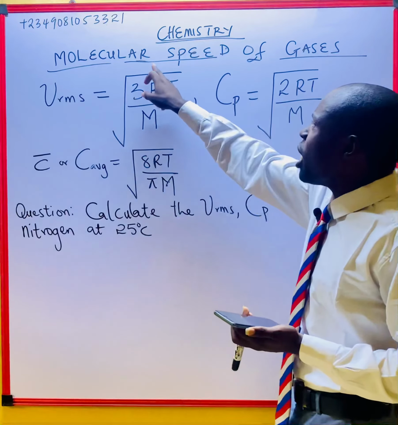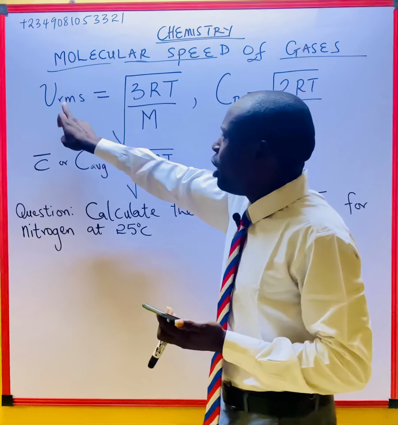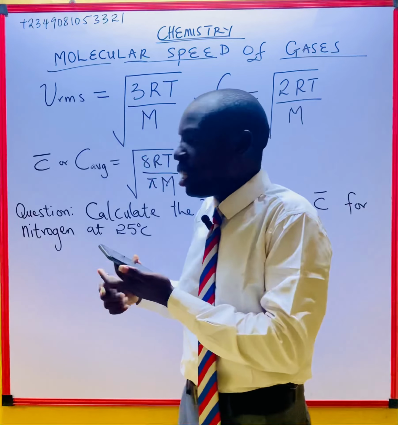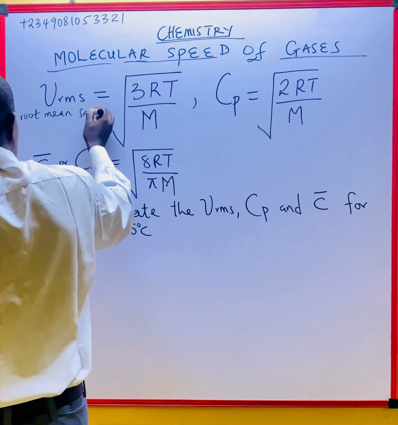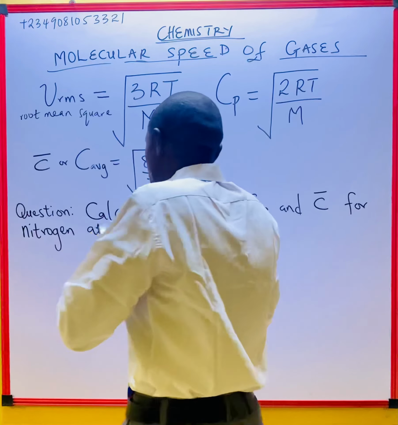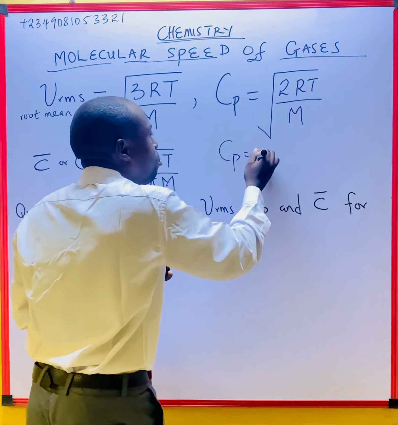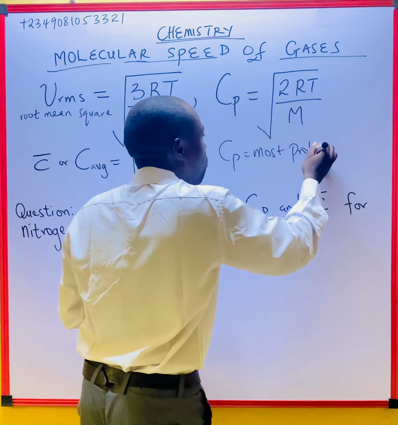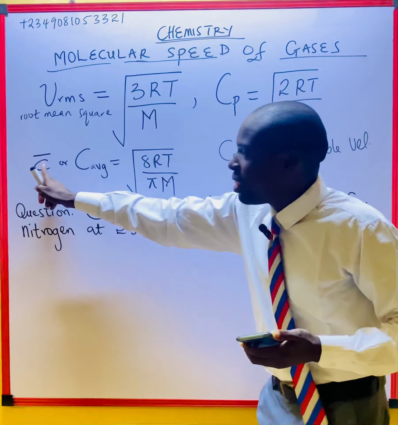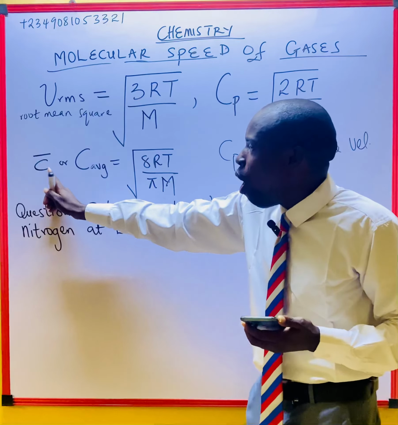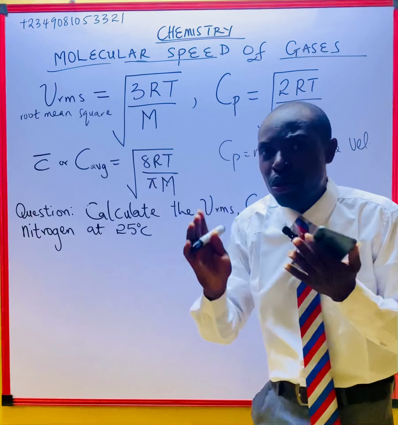Now, under the molecular speed of gases, we have three major molecular speeds. One, the root mean square velocity. Two, the most probable velocity, Cp. And three, the average velocity. They both mean the same thing.